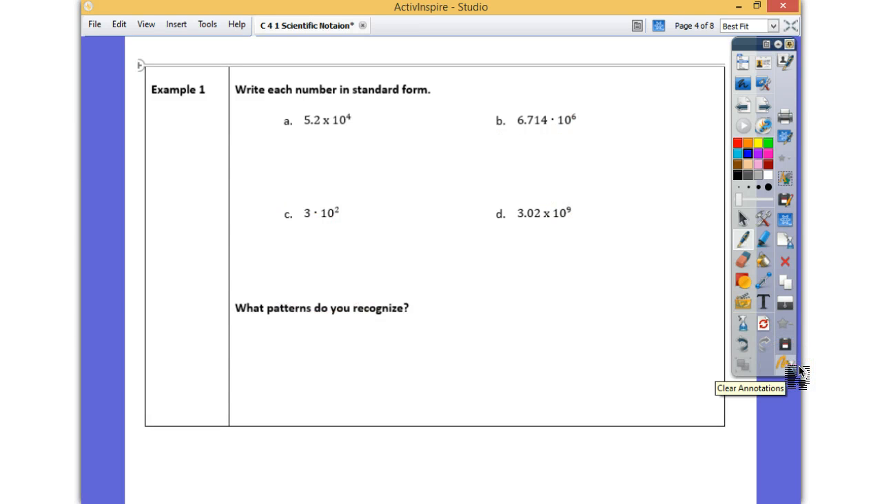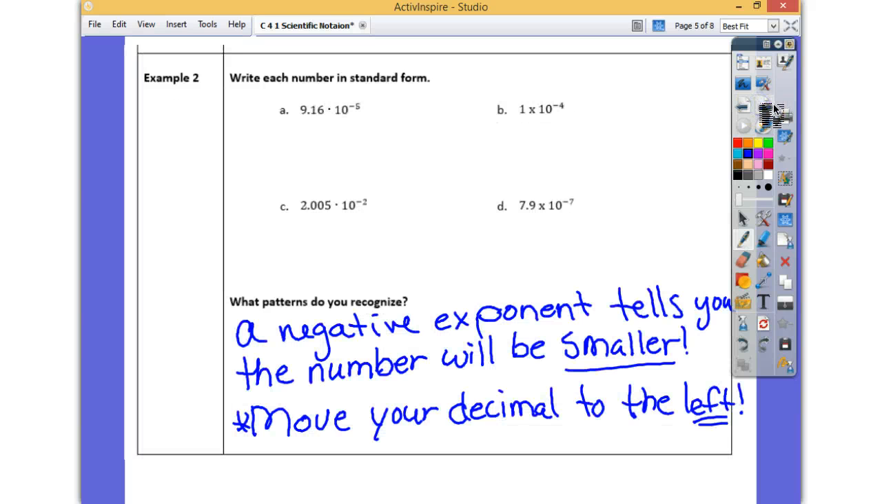Okay, so the pattern, what did you recognize with that pattern? What did we notice? If it was a positive exponent, we did what? Move to the right. Yep, we moved it to the right and made a positive bigger number. Okay, let's practice it backwards.